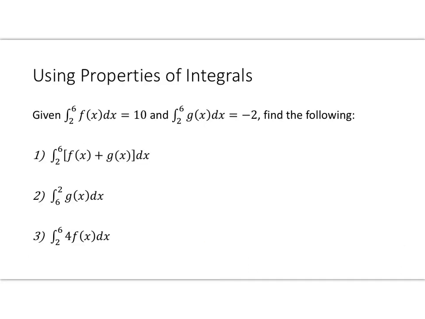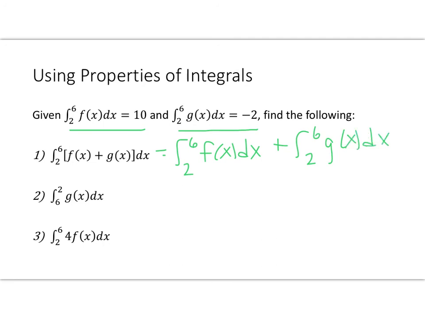Okay, so here we're just practicing with those properties of integrals. We're given two integrals to start. The integral from 2 to 6 of f of x dx is 10. The integral from 2 to 6 of g of x dx is negative 2. So for the first one, if I want to find the integral from 2 to 6 of f of x plus g of x, that's the same as saying the integral from 2 to 6 of f of x dx plus the integral from 2 to 6 of g of x dx. So then we know that this is 10 plus negative 2, so this is just equal to 8.